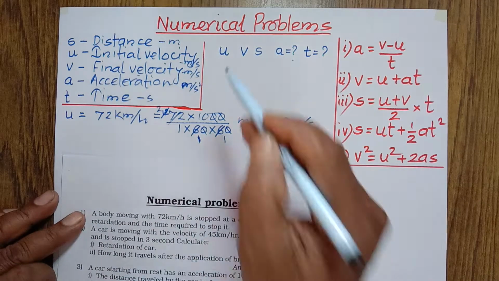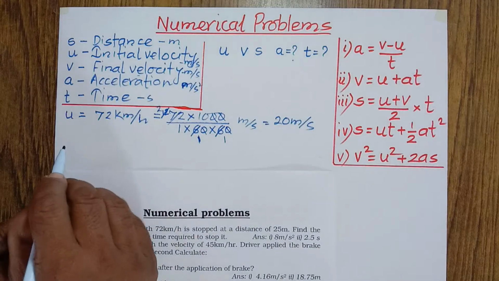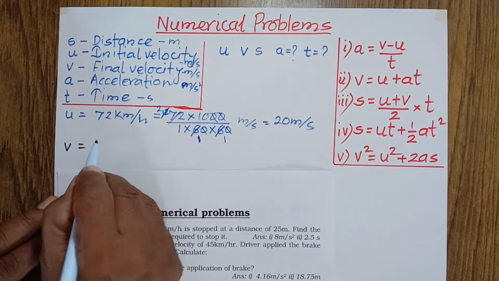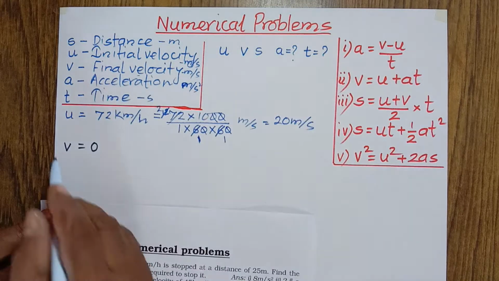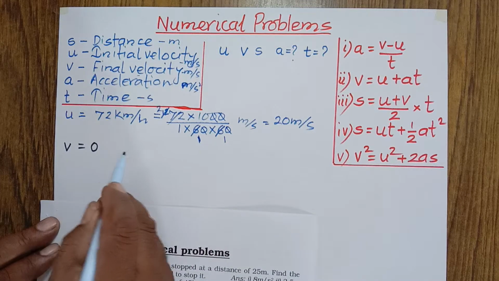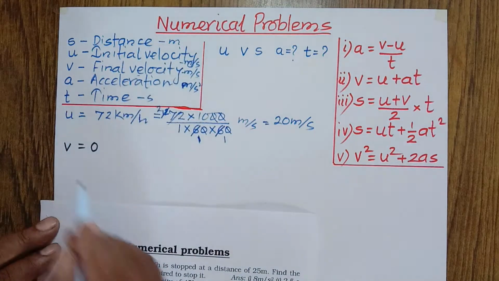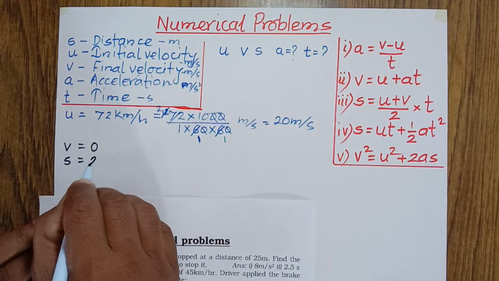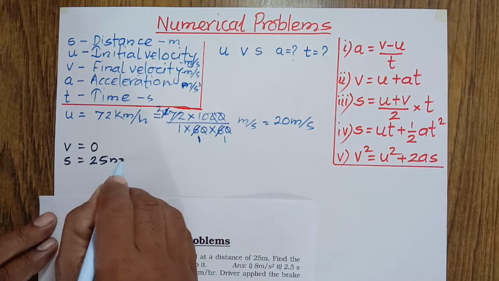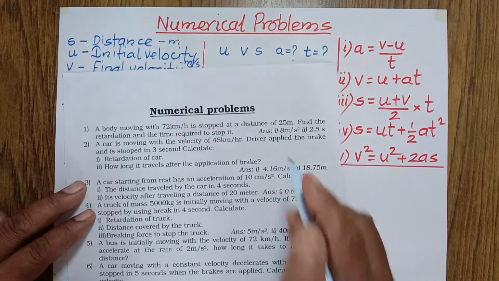Now I want to go through the second symbol, V. How much is it? V is given. This is 0 because finally it is stopped, it is told. Now we don't have to write unit with 0. 0 multiplied by the unit becomes 0. Now after this, S is given. What is S? How much is S? 25 meter. It is given here, 25 meter.